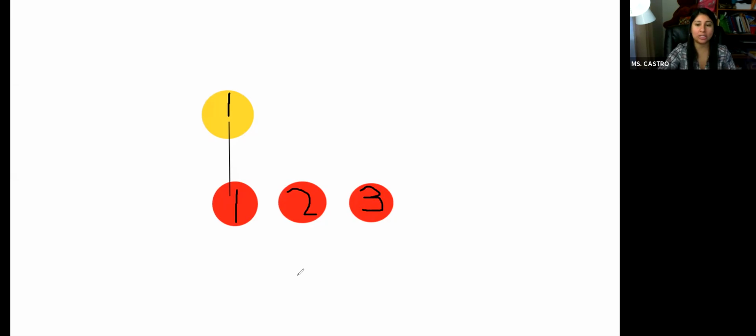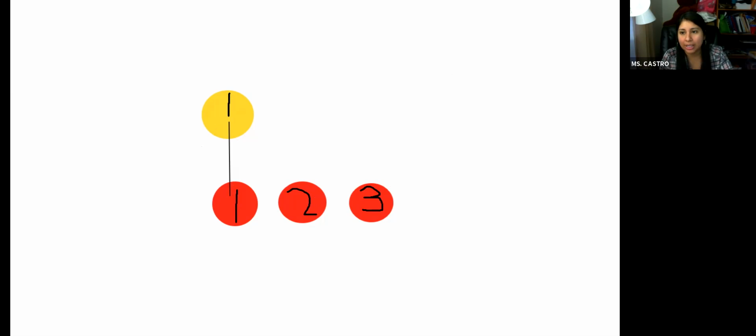All right, so now let's look at our groups. We have 1 yellow and we have 3 red. We were only able to connect 1 yellow to 1 red because we cannot connect the other red counters since we don't have more yellow counters. So let's see which one is the group that is less.